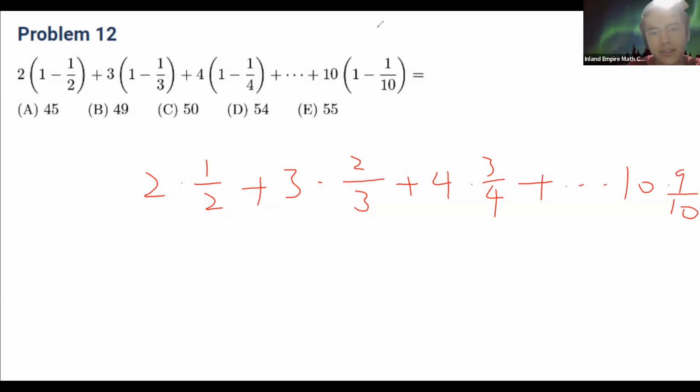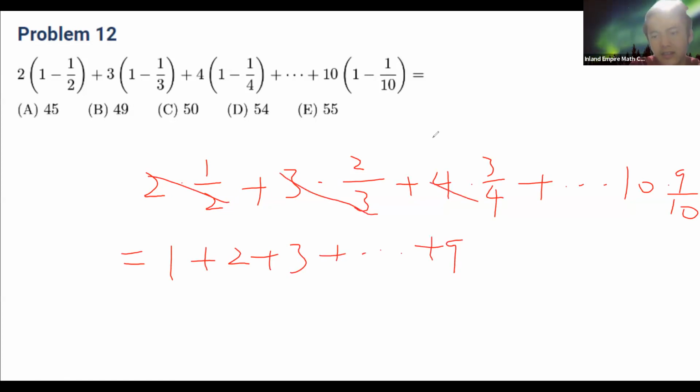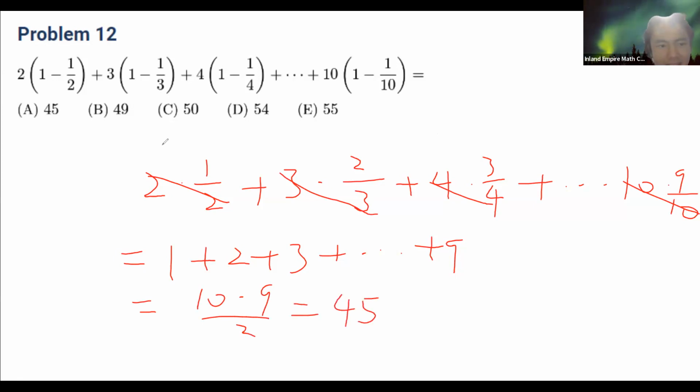So now if you clear the fractions and multiply these out, you see that you have 1 plus 2 plus 3 all the way to plus 9, because these numbers cancel out. So what is 1 plus 2 plus 3 plus 4 plus 5 all the way to plus 9? Well, there actually is a formula. It's called an arithmetic sequence formula. And you would get 10 times 9 over 2 equals 45. So the answer should be A.